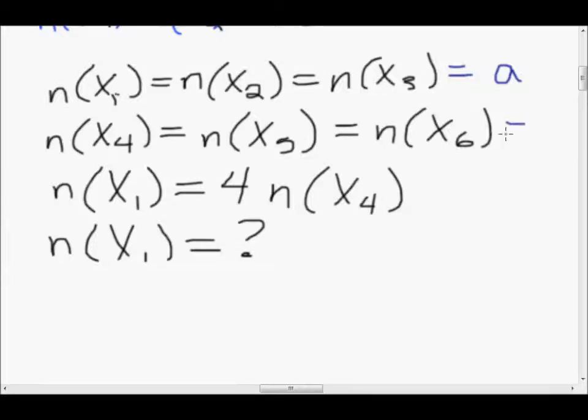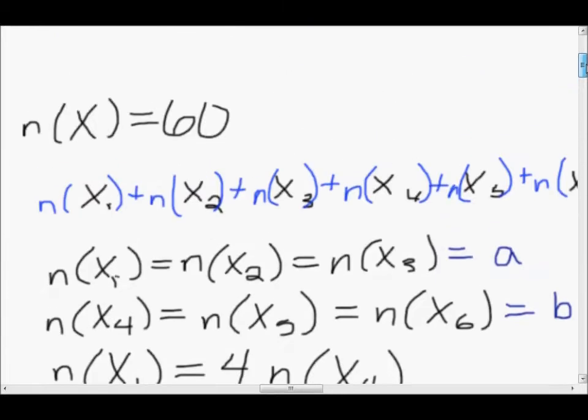We're not adding anything. And since the number of things in x4 is equal to the number of things in x5, which is equal to the number of things in x6, we're going to call this number b. Again, we don't know what that is. These are like pie-sized slices. We don't know how big or small that slice is, but we're going to figure that out. Okay? And so let's see what kind of substitution we can do.